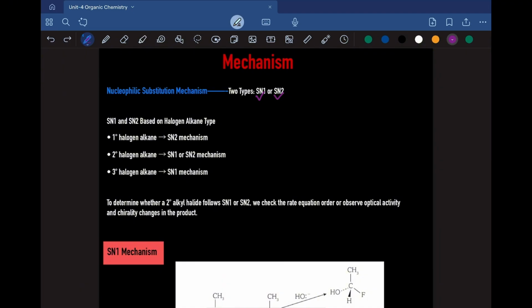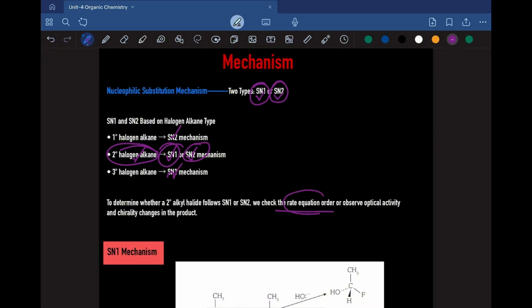So basically, which one goes through the SN1 and which one goes through the SN2 mechanism? The 2 degree halogenoalkane can go through both SN1 and SN2 mechanisms, the 1 degree halogenoalkane always goes through the SN2 mechanism, and the 3 degree halogenoalkane always goes through the SN1 mechanism. Now, a 2 degree halogenoalkane follows both SN1 and SN2. So when does it follow SN1 and when does it follow SN2? That is something we can figure out by observing the order of the rate equation.